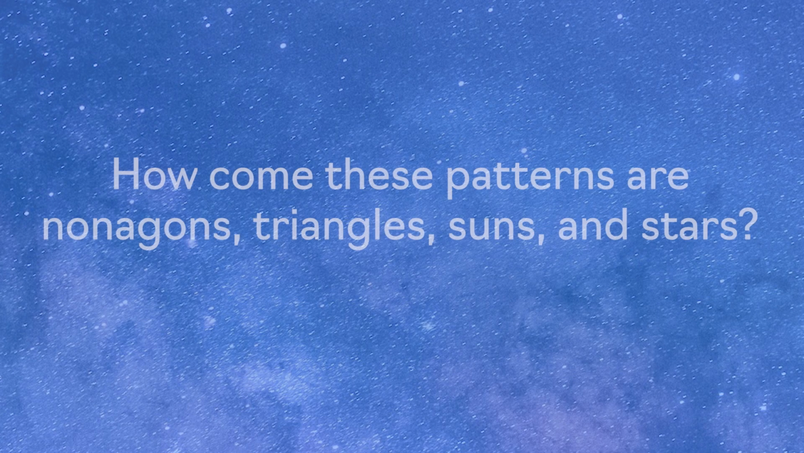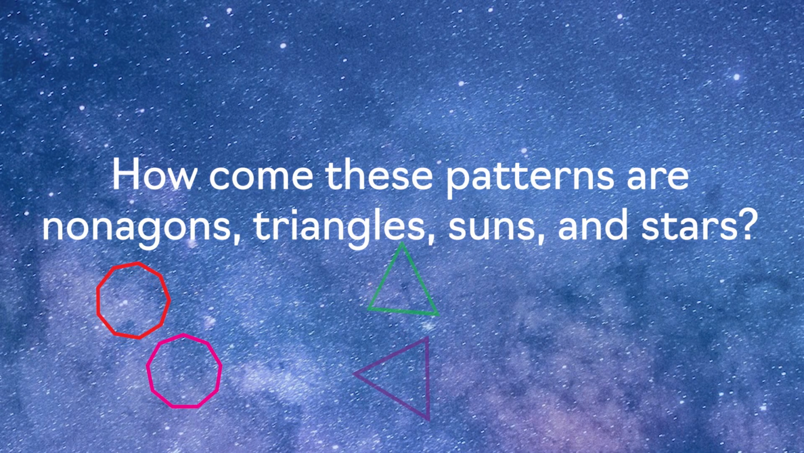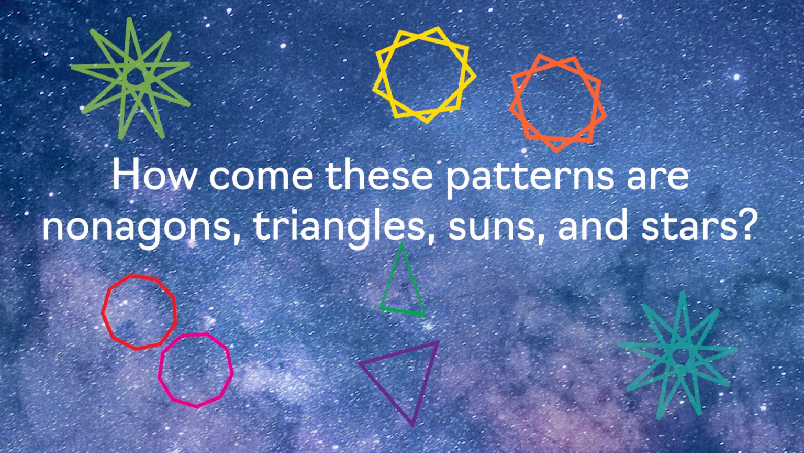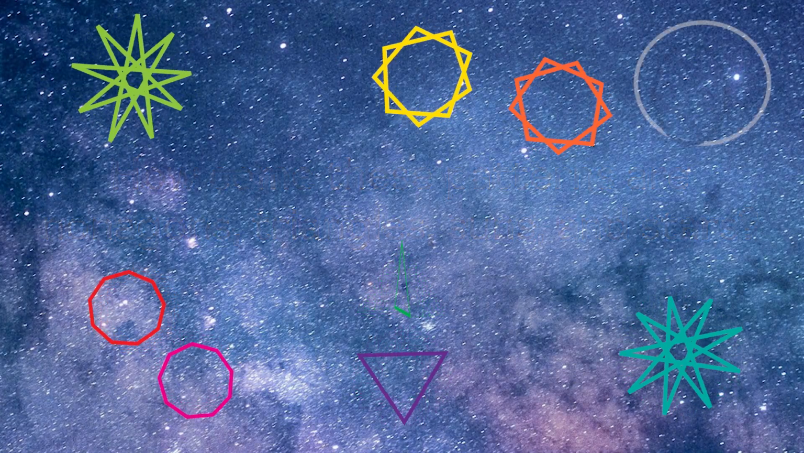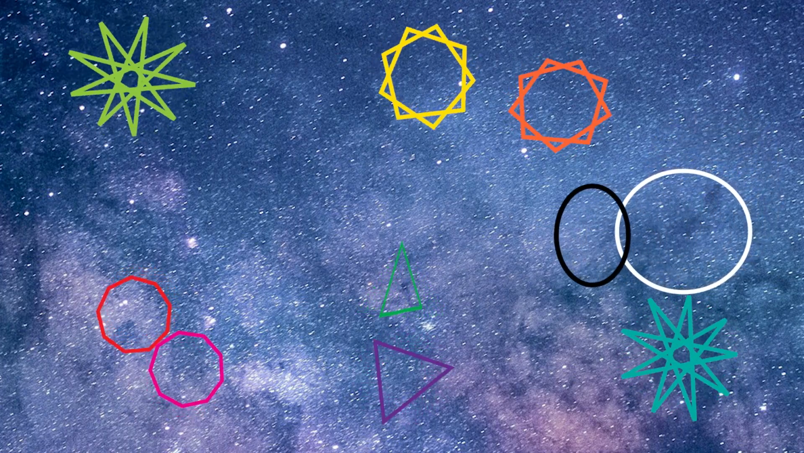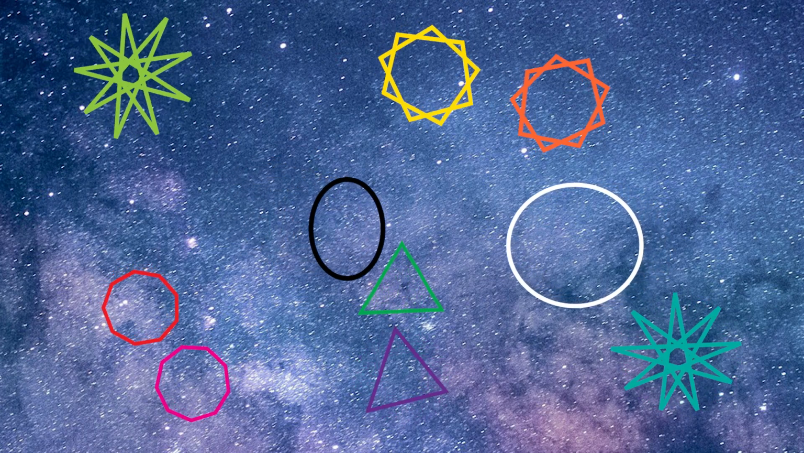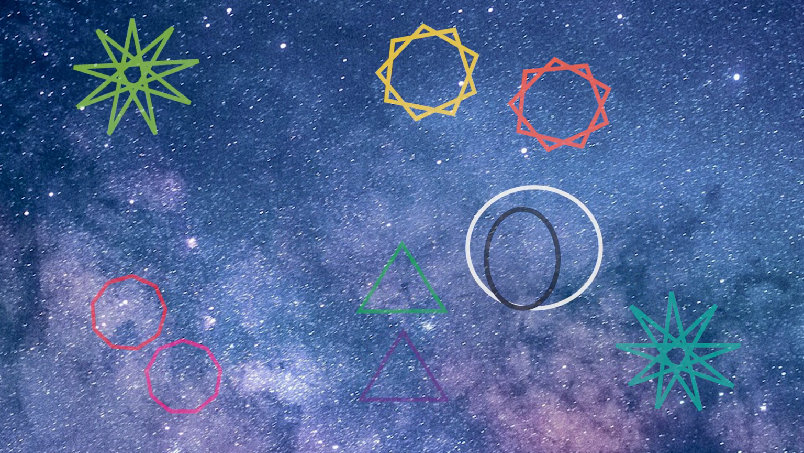Okay, back to play. How come these patterns are nonagons, triangles, suns, and stars? What other mysteries lie behind the digit sums that shake our minds? These designs from multiples of number pairs that add to 9?